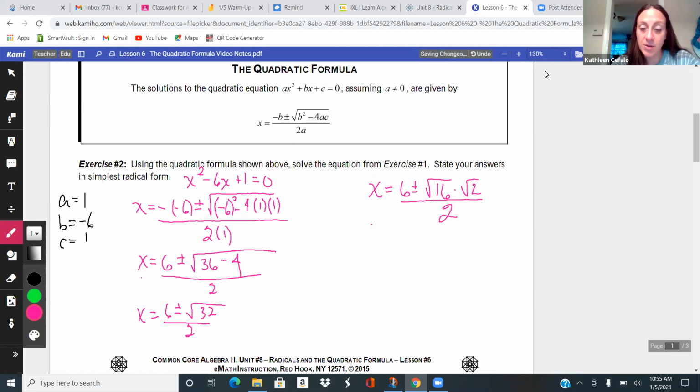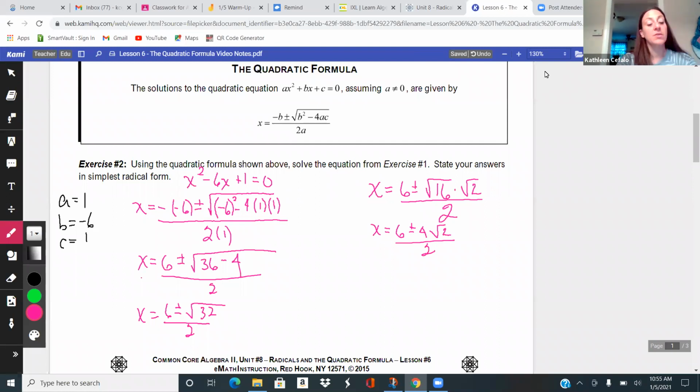And because 16 is your perfect square, when you start to simplify, if I take the square root of 16, we know that's 4 square roots of 2 all over 2. Okay, so we've simplified the square root. Now we need to be able to reduce the fraction.